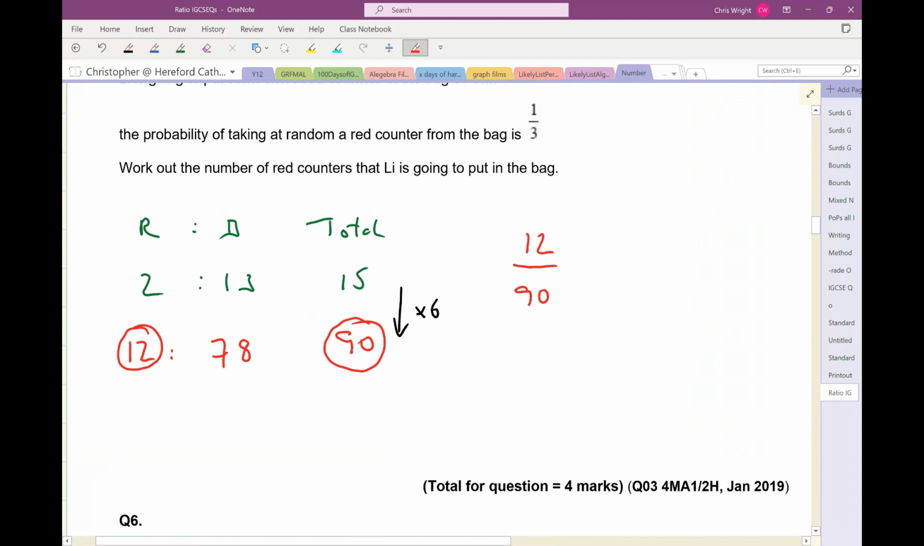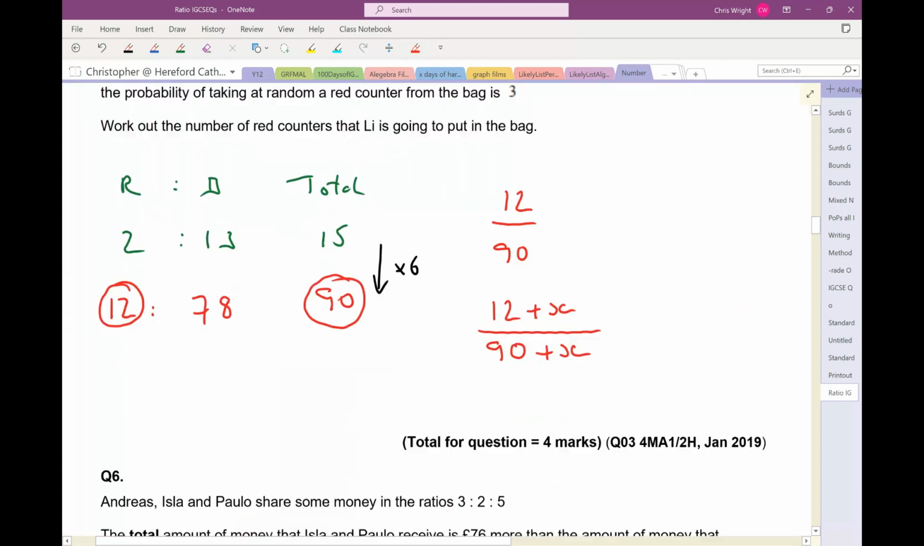Well, in that case, the probability of choosing a red counter if she's added x red counters, well, there won't be 12 red counters anymore. There'll be 12 plus x counters. And there won't be 90 counters in the bag now. There'll be 90 plus x. So that's the probability that we want to equal 1/3. So that's the equation we've got to solve.